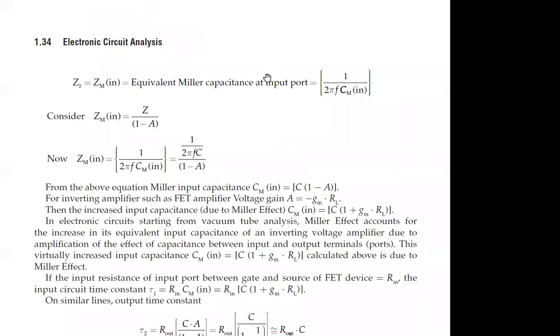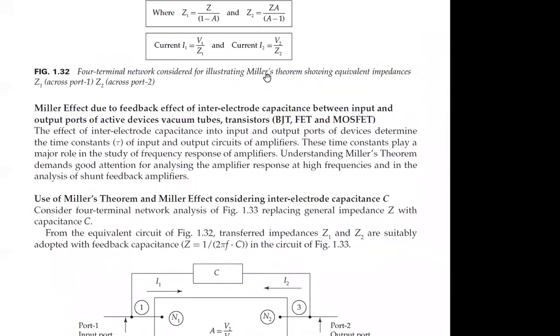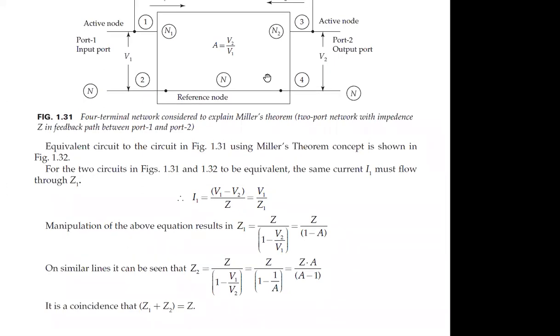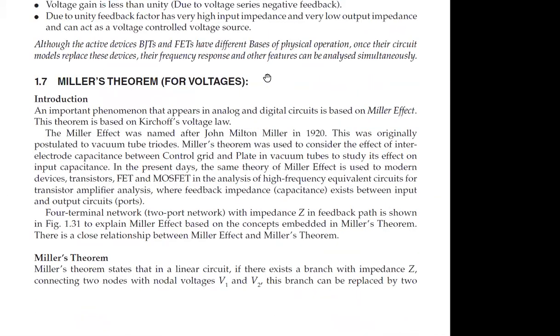This concept is used now. Here we are going to see what is the Miller theorem. The Miller theorem is generally used for simplification of input and output impedances. And when the input and output impedances are common, we can use the Miller theorem. There is the Miller theorem for voltage and capacitance. We use this theorem for both voltage and capacitance.